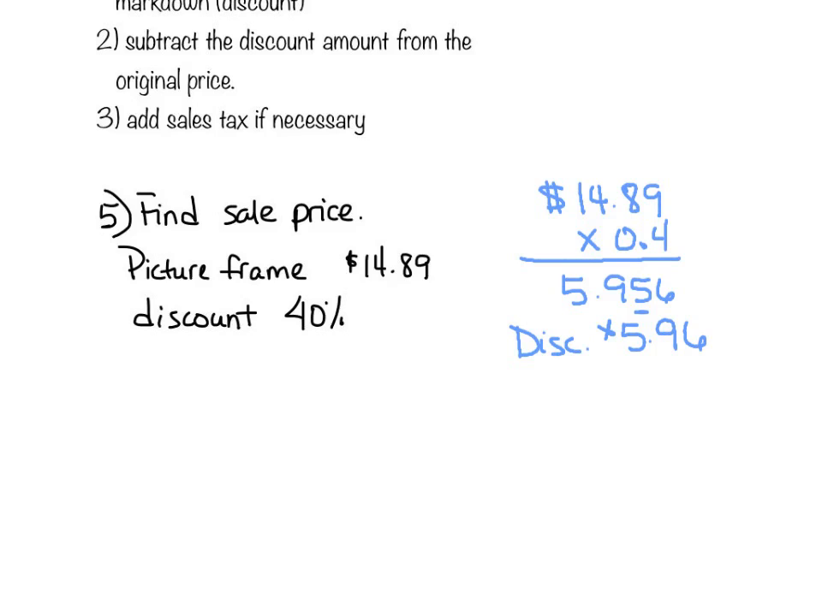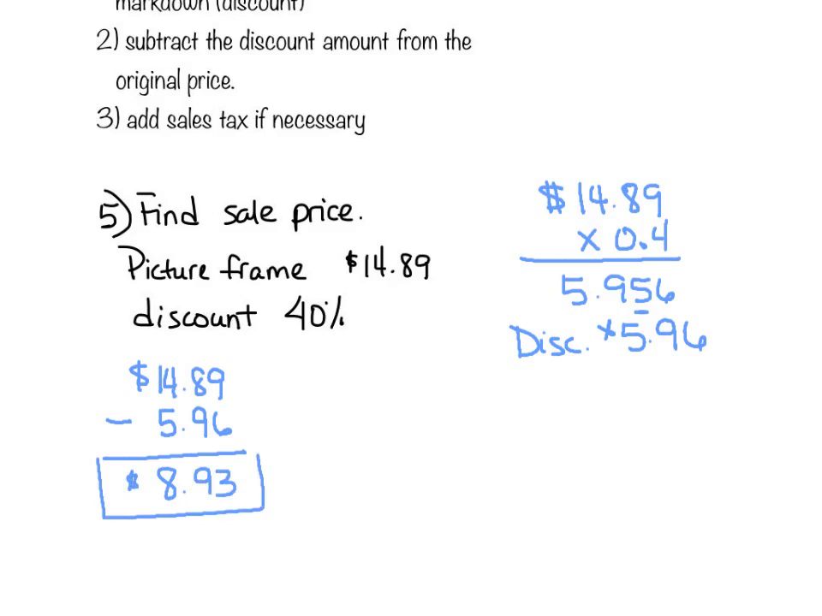So again, if the original was $14.89 and it's going to be discounted or reduced by $5.96, how much are we going to pay for this picture frame? And we'll subtract that. It's going to cost us $8.93. This problem did not have sales tax added, but if it did, you would then multiply by the sales tax percent and add it on to that cost. $8.93 is the discounted price.